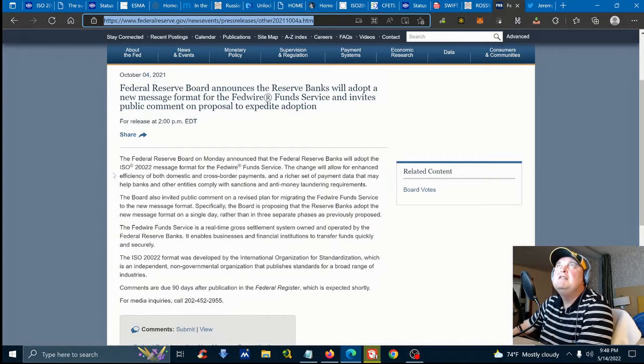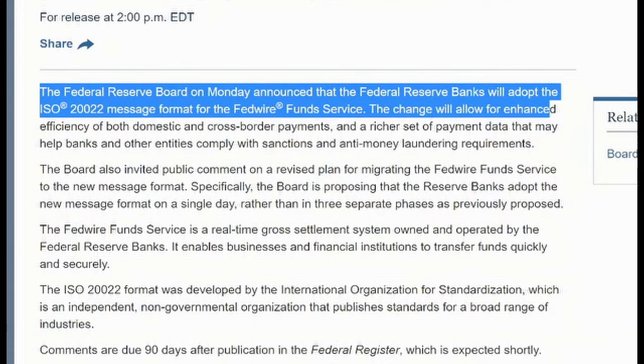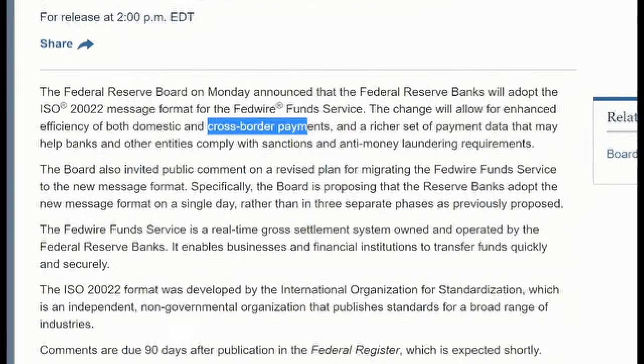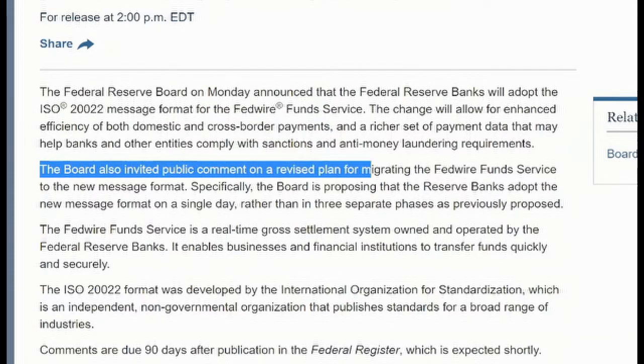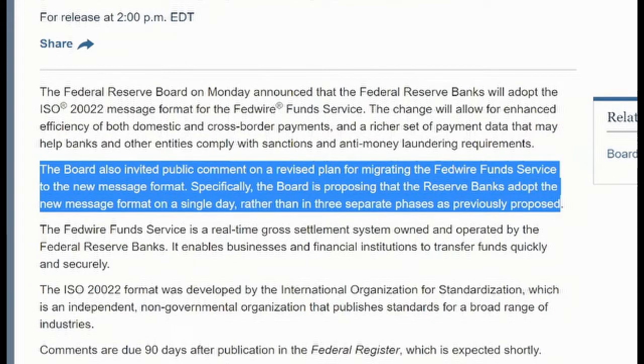It says, the Federal Reserve Board announced that the Federal Reserve banks will adopt the ISO 20022 message format for the FedWire Fund service. The change will allow for enhanced efficiency of both domestic and cross-border payments. There it is again. Cross-border payments. Remember that term? And a richer set of payment data that may help banks and other entities comply with sanctions and anti-money laundering requirements. The board also invited public comment on a revised plan for migrating the FedWire Fund service to the new message format. Specifically, the board is proposing that the reserve banks adopt the new message format on a single day rather than in 3 separate phases as previously proposed.